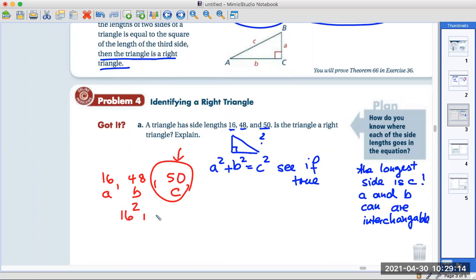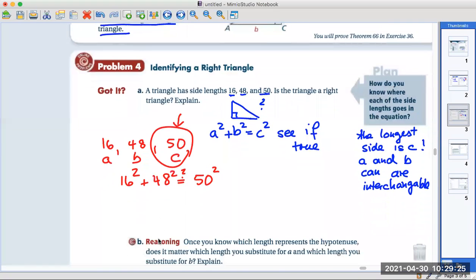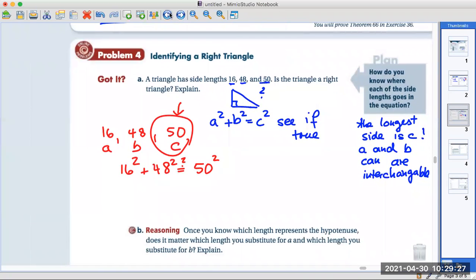16 squared plus 48 squared, and we're checking if that is equal to 50 squared. I'm going to put a question mark here because we're not sure if it is 50 squared, right? So let's use our calculator.